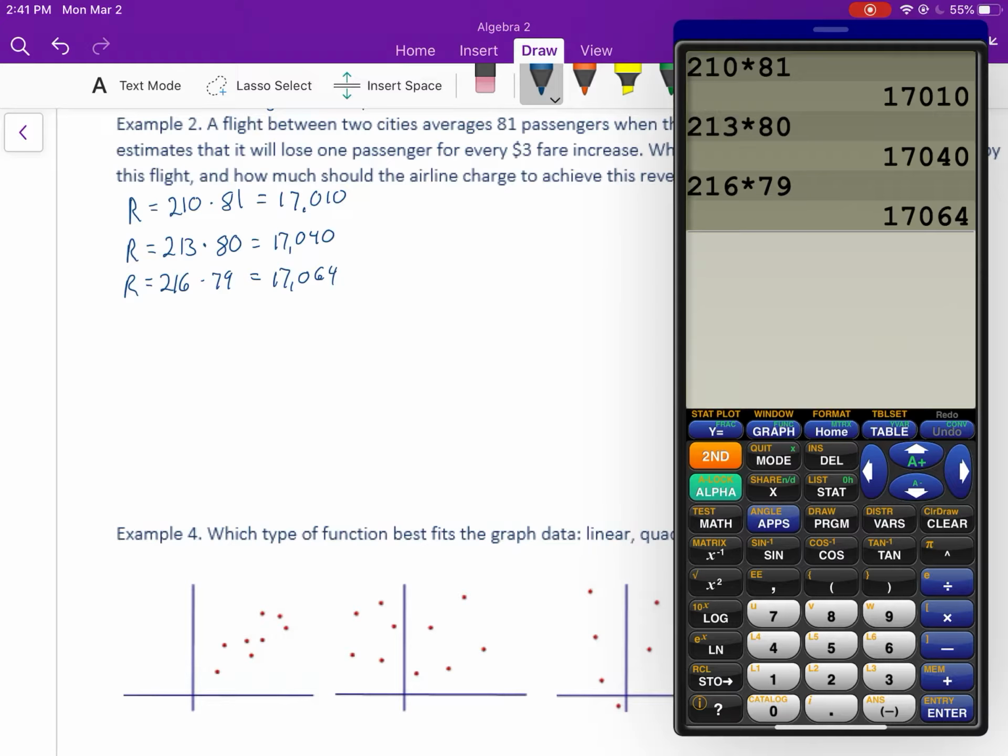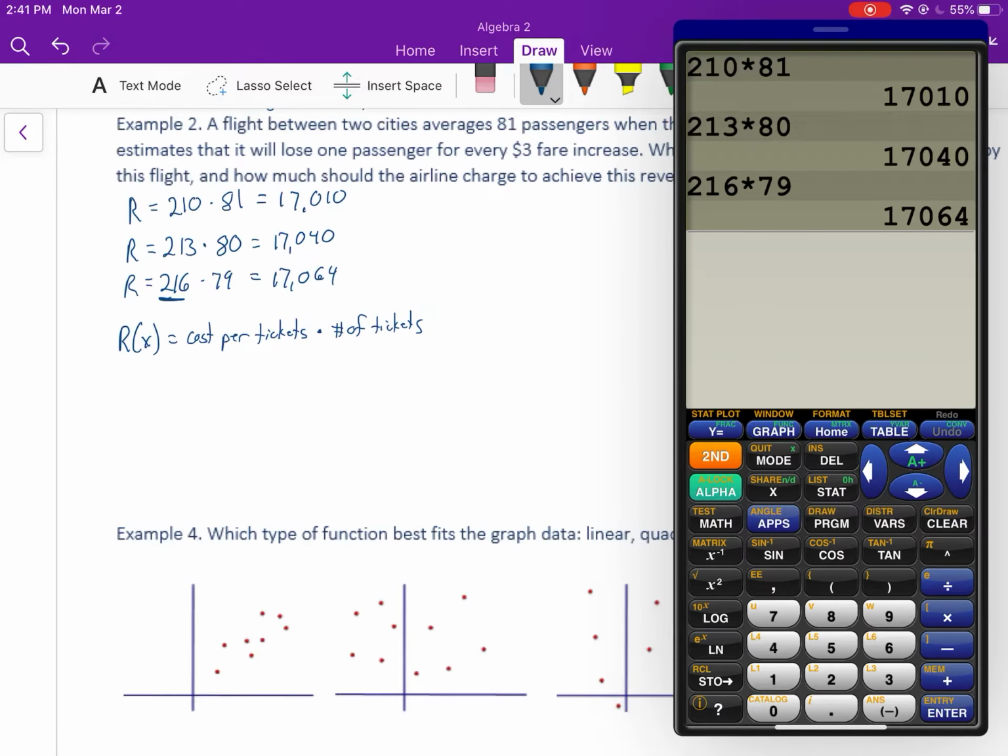Well, instead of guess and check, guess and check, guess and check, we're going to go ahead and try to think of a way to put this into a function. So we're going to have a revenue function. And the revenue function has to do with the cost per ticket, and that is multiplied by the number of tickets.